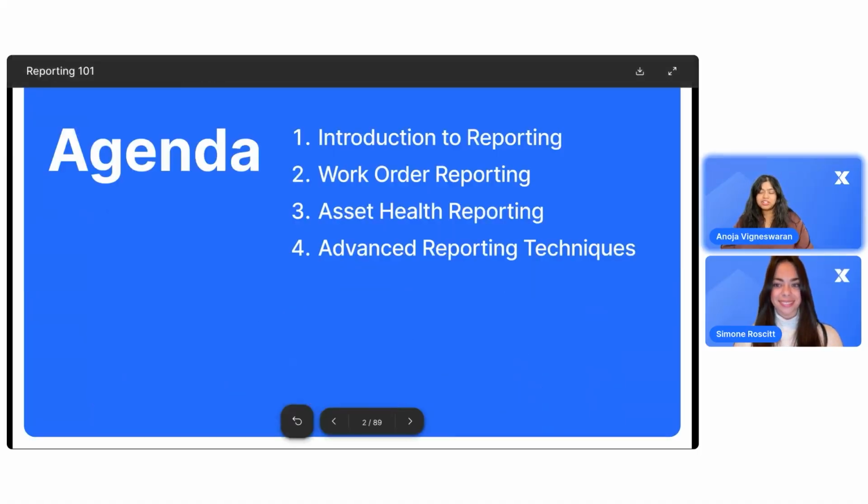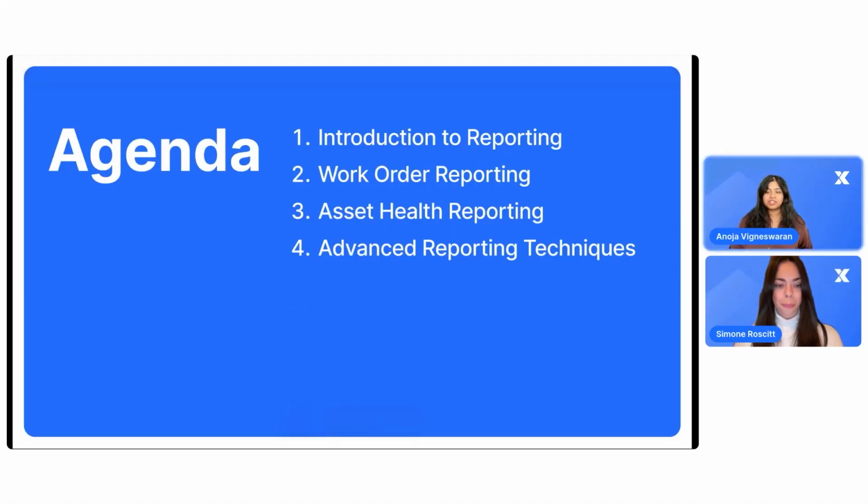On our agenda, we will start off with an introduction to reporting. In this section, we'll cover some more conceptual mental models, things like that. And then in sections 2, 3, and 4, we'll talk about work order reporting, asset health reporting, and some advanced reporting techniques. And in those 3 sections, we'll go into MaintainX and look at some more specific examples so you can see how reporting lives in MaintainX.